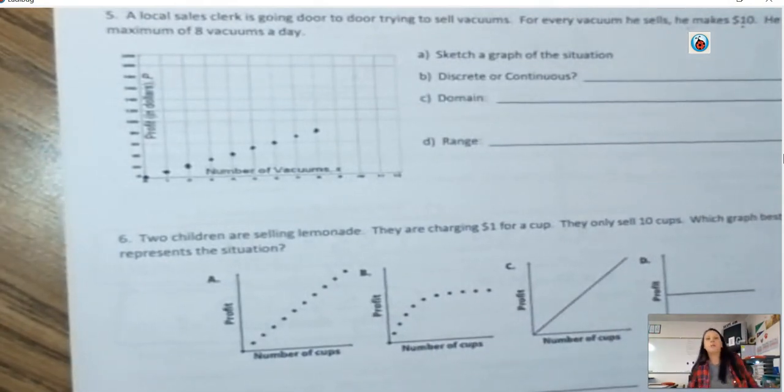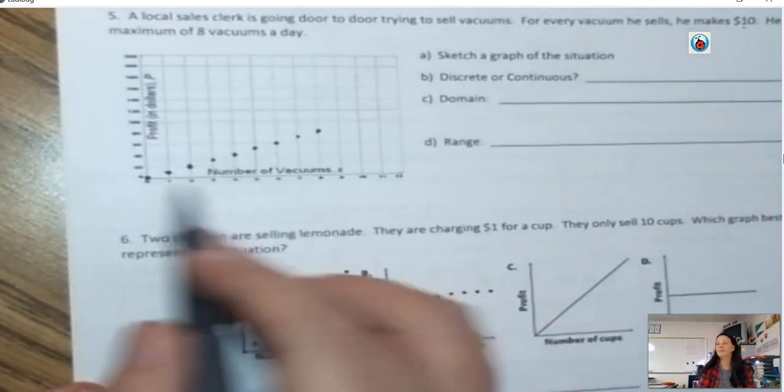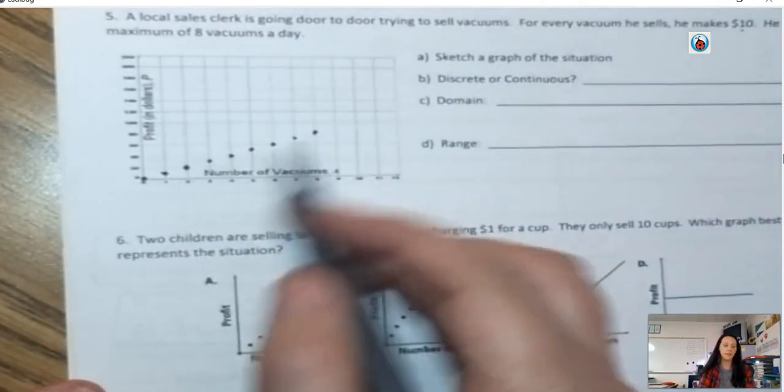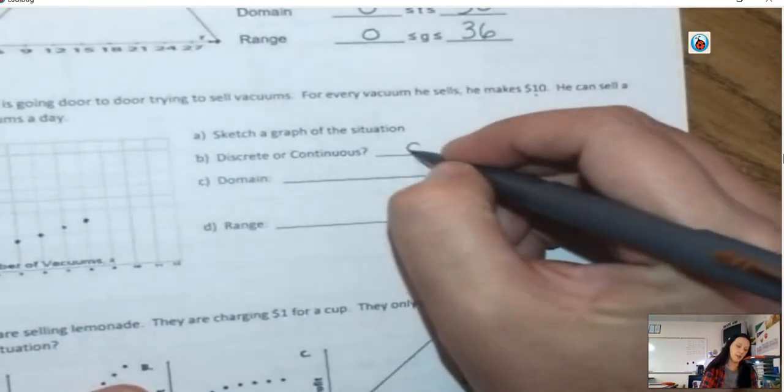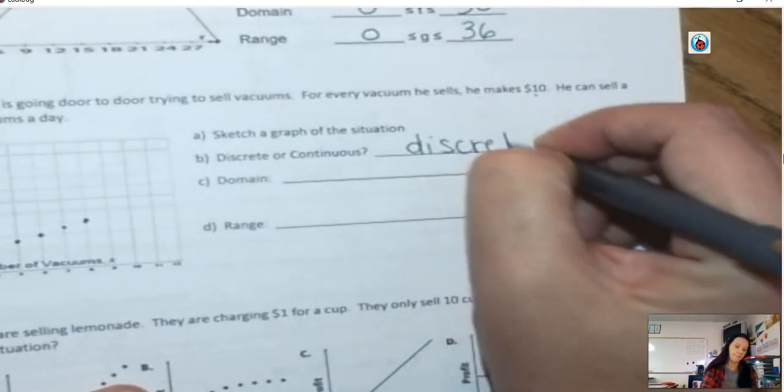Okay, now I need to determine if I'm going to connect the dots or not. So can you sell part of a vacuum? No. So don't connect the dots. If we don't connect the dots, that is called discrete.